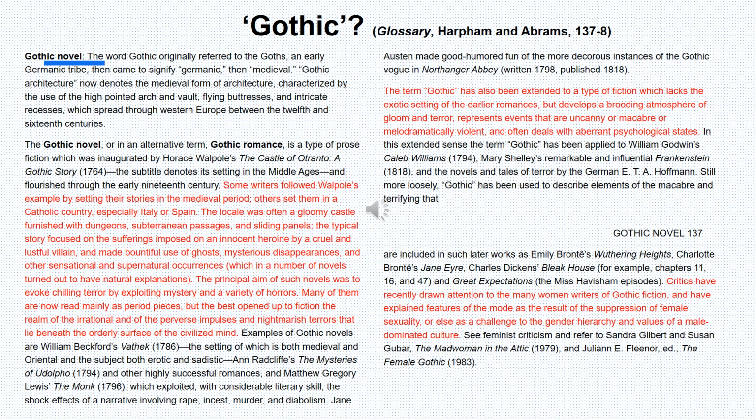Okay, and this business down below, why not? Critics have recently drawn attention to the many women writers of Gothic fiction, and have explained features of the mode as a result of the suppression of female sexuality, or else as a challenge to the gender hierarchy and values of male-dominated culture. And I think we're going to see that both in Frankenstein, which is written by a woman, Mary Shelley, as well as in George Eliot's wonderful little novella that we're going to be reading as well, The Lifted Veil.